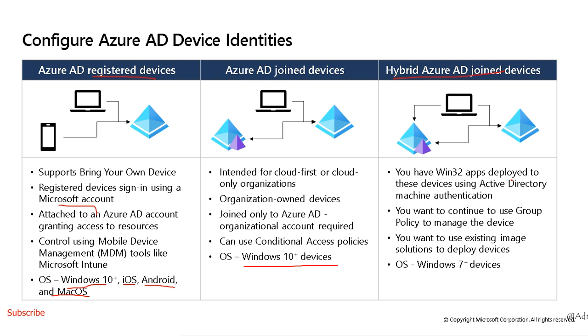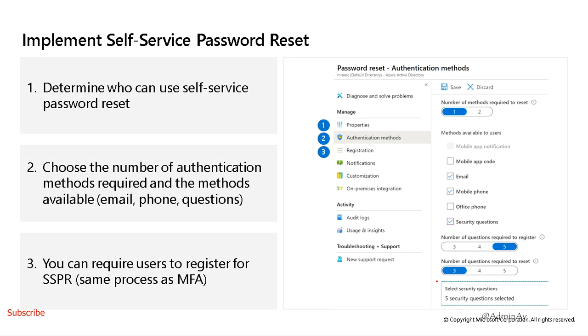Now we move on to the hybrid Azure AD joined devices. In this situation, you have an Active Directory that is on premise, and you also have an Azure Active Directory, and you want to use group policy to manage the device. In that situation, you go ahead and use a hybrid Azure AD joined device. You can see here that it supports Windows 7 and higher devices. So we'll move on to the next one, which is the self-service password reset.